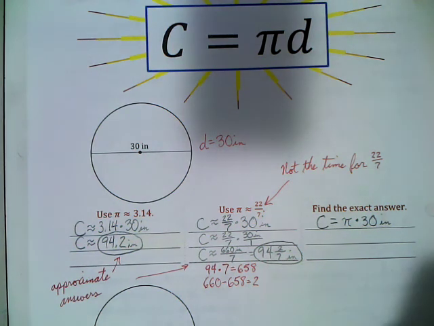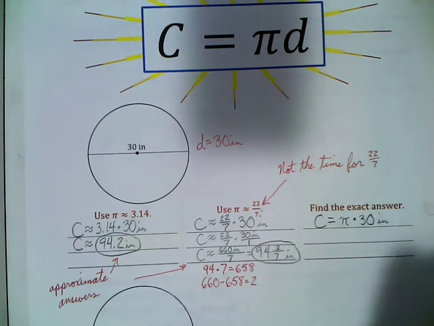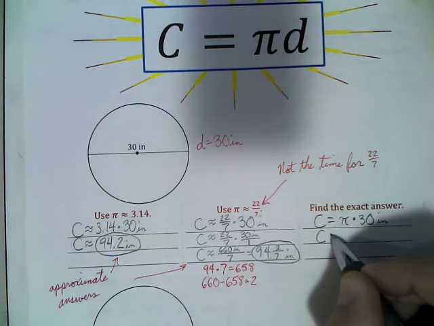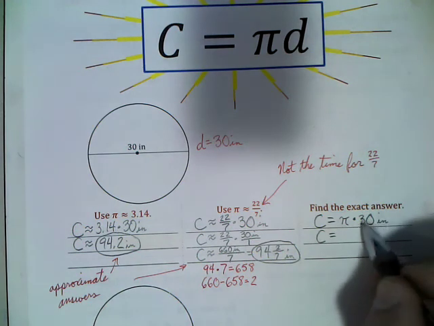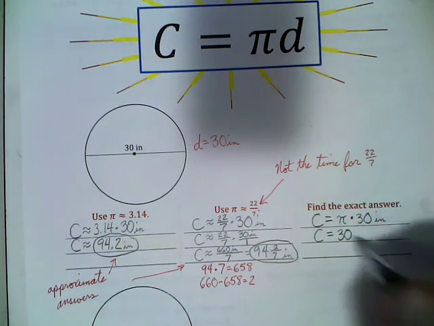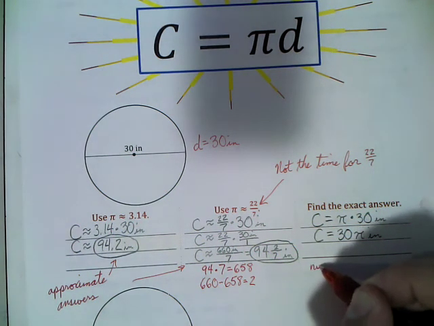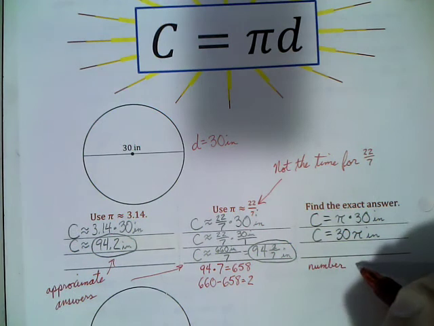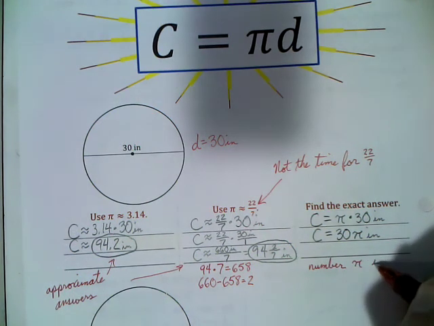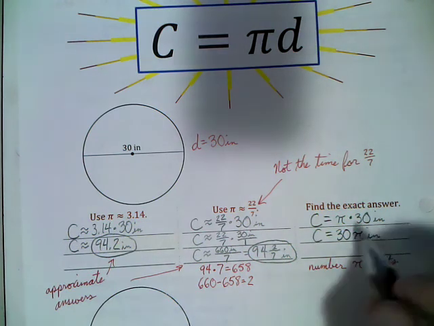And now we simplify. Since I'm using a pi symbol here, there's not a ton of simplification I can do, but I do need to do a quick rearrange. So we will have circumference equals, and when we have a 30 and a pi in inches, it goes in this order: 30 pi inches. So the order here is number, pi, units. And that's my exact answer.